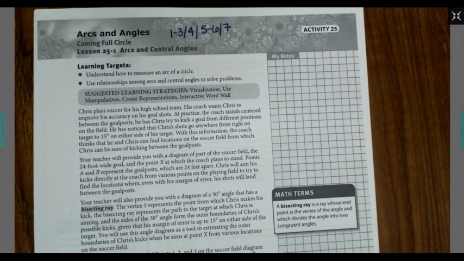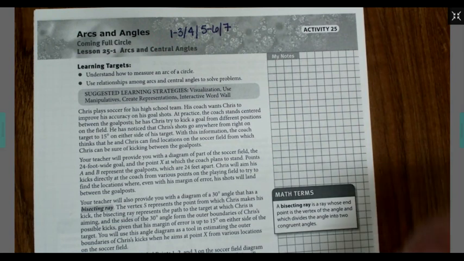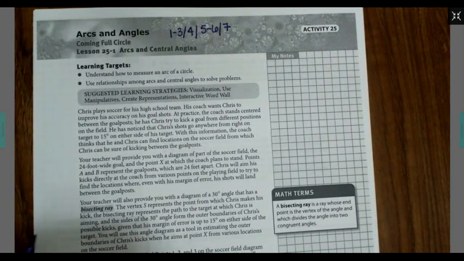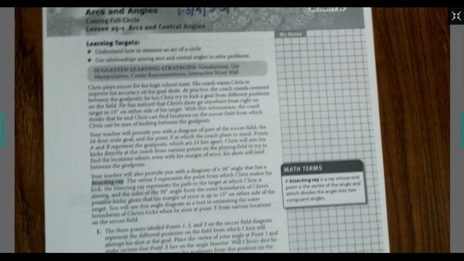In order to complete this lesson, you will need a protractor, a ruler, scissors, and the 2 diagrams that I gave you at the start of class. So please make sure you have all of those materials. Let's get started with our introduction to section number 1.